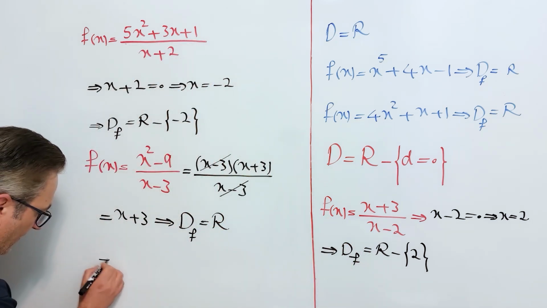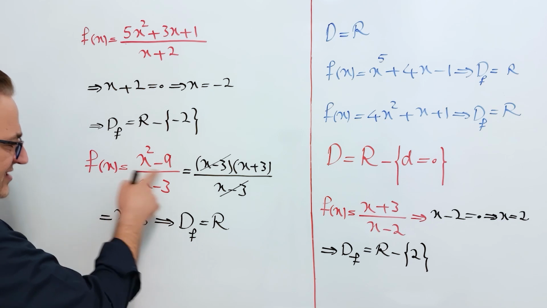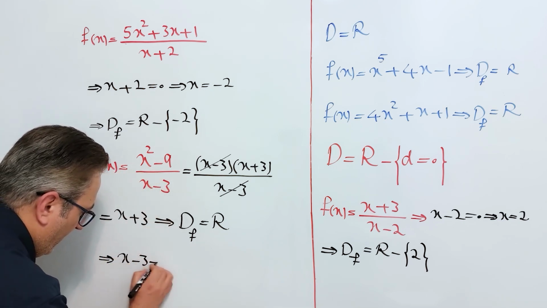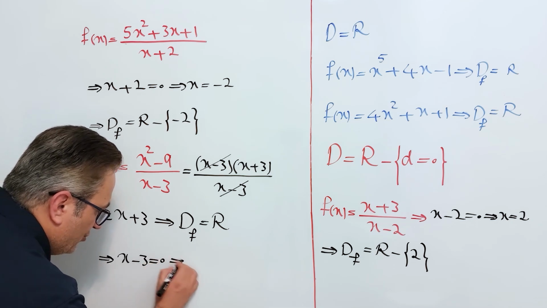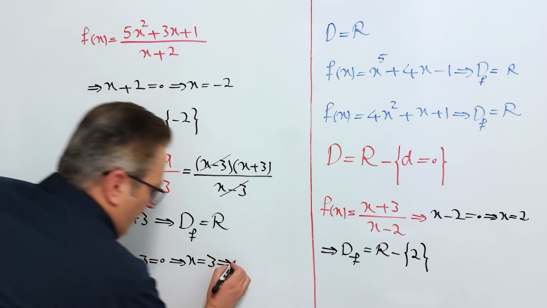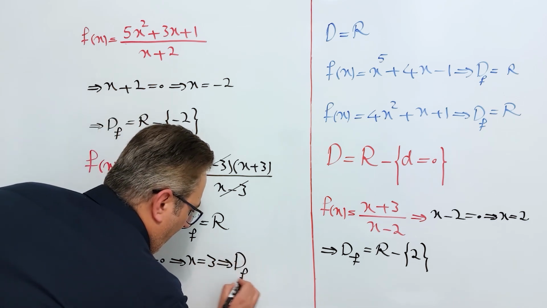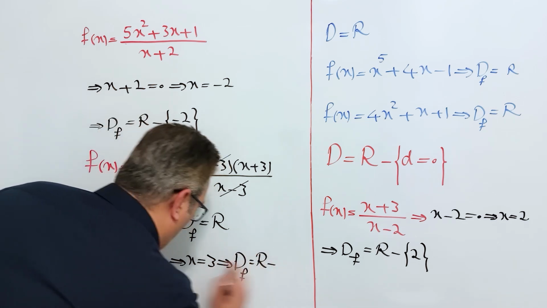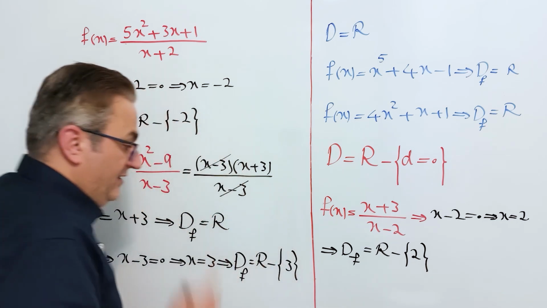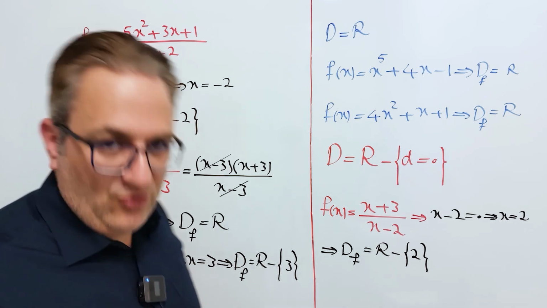And first we set the denominator equal to 0. x minus 3 is equal to 0. So x is equal to 3. So the domain of f is equal to R minus {3}. That is very important. Okay?